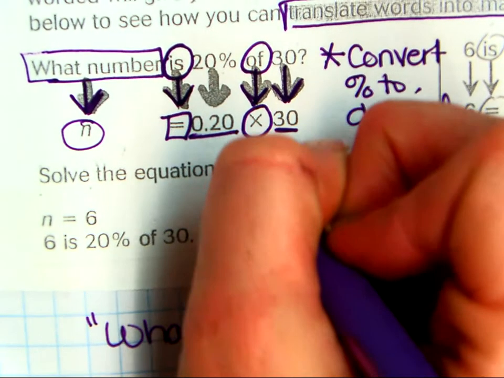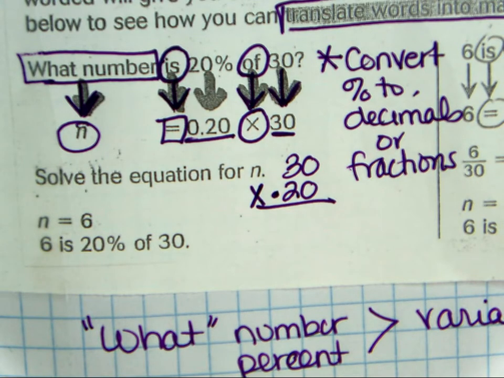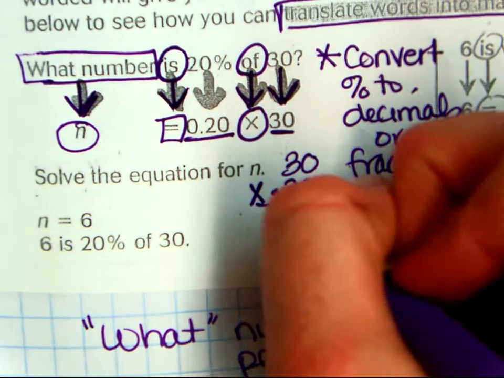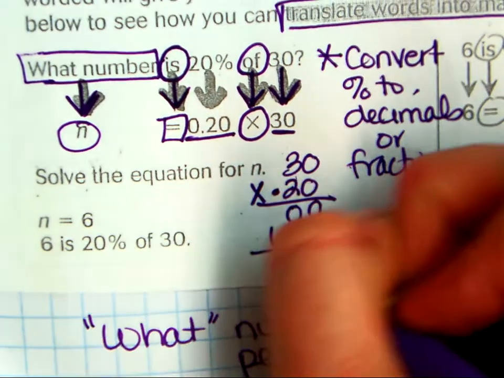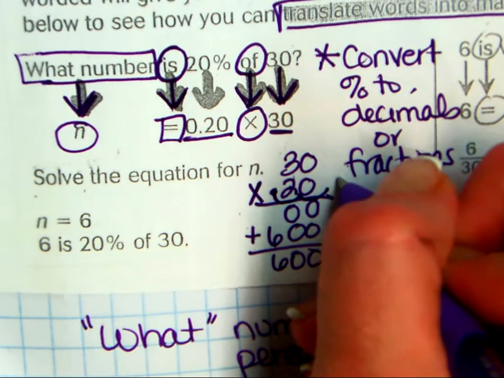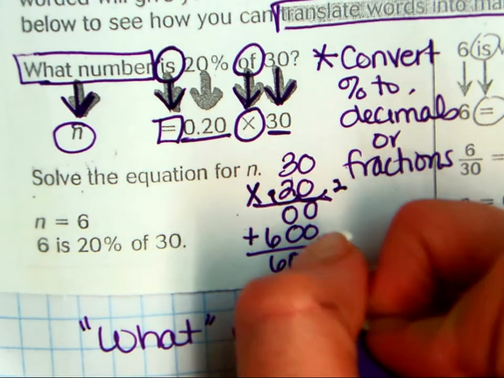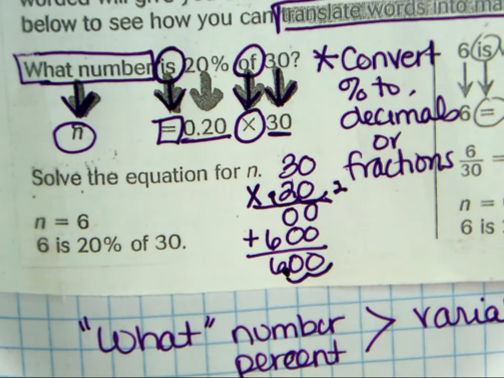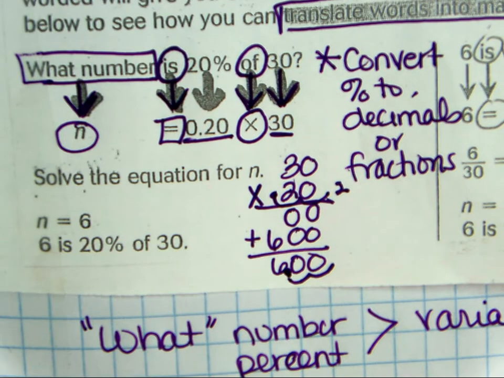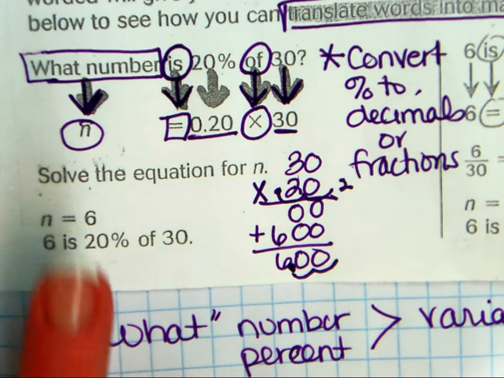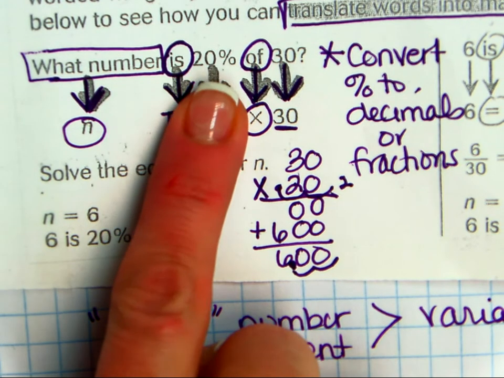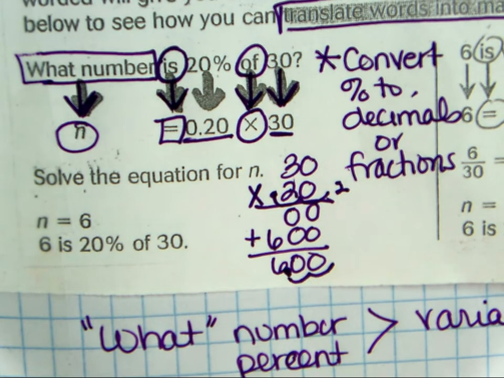Which, if you remember, we know how to multiply decimals. We multiply normally, so 0 times 2 is 0, 2 times 3 is 6. We count how many decimal places out, 1, 2, there's 2 spaces, count it in, 1, 2, put our decimal place in, and we're left with the number 6. So n equals 6. Another way to say this is, let's look back up here at the beginning where we have what number? Well, our n, which is our what number, is 6, is 20% of 30. 6 is 20% of 30.